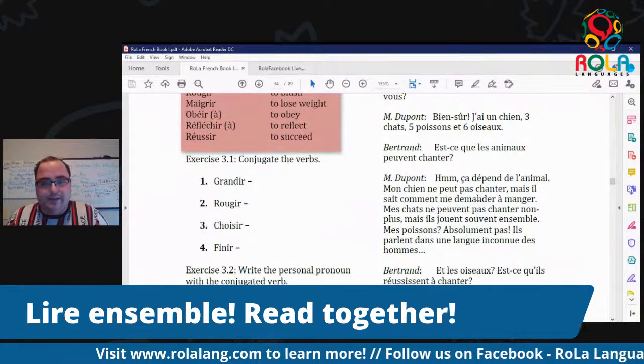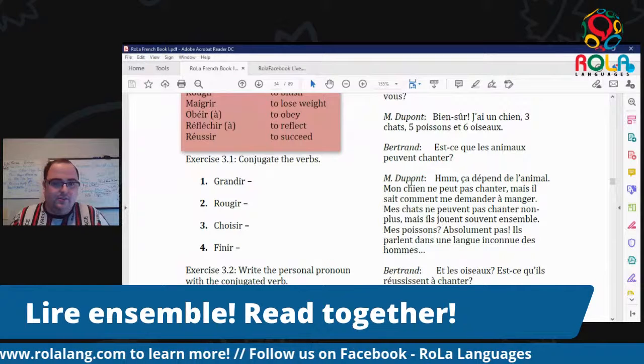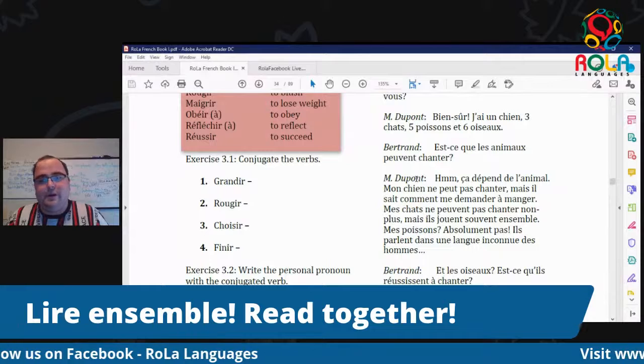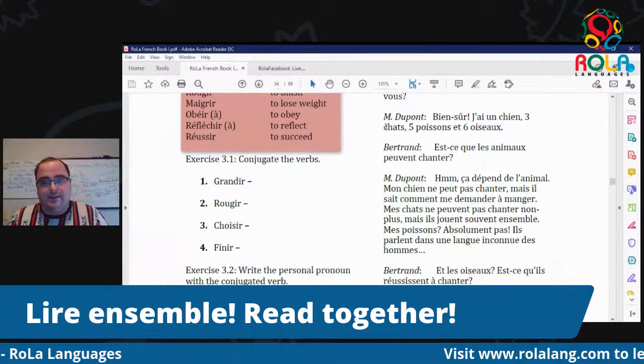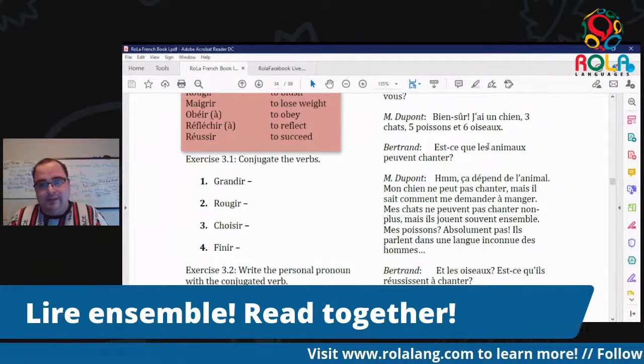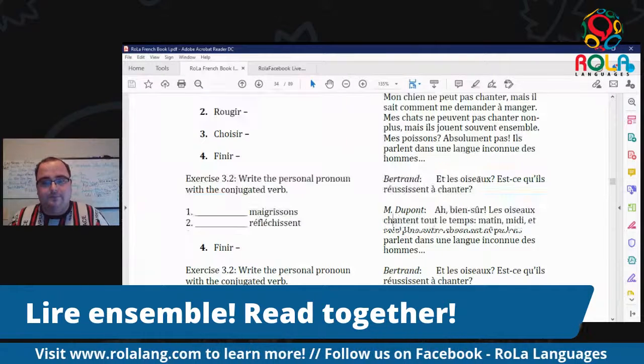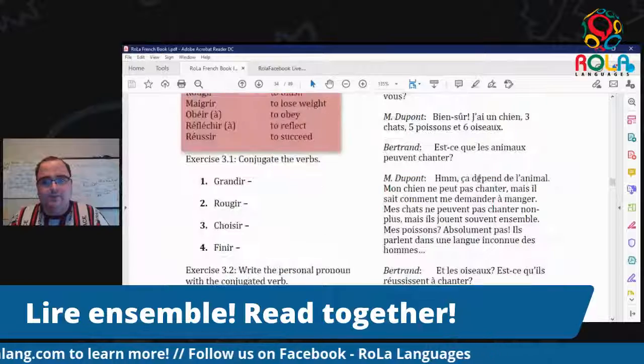Très bien. This dialogue was interesting because we learned about agreement, mon, ma, mes. We learned about numbers as well, 3, 5, 6. Agreement, les animaux, un animal. Très bien. Très bien tout le monde.